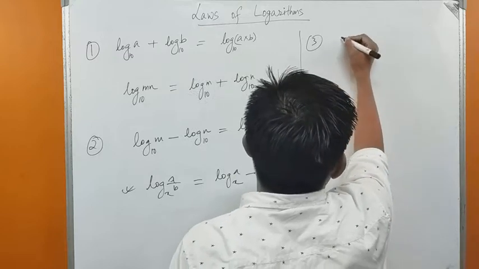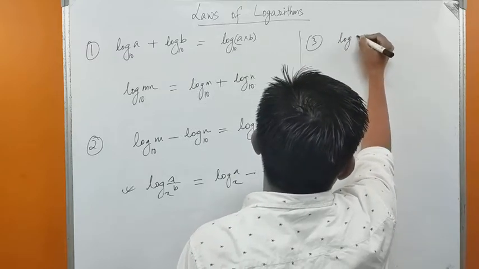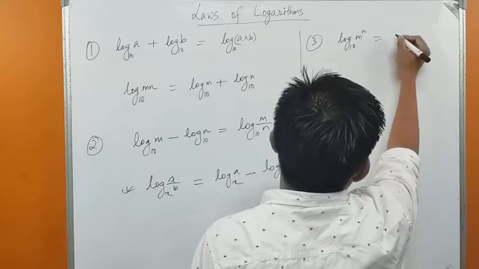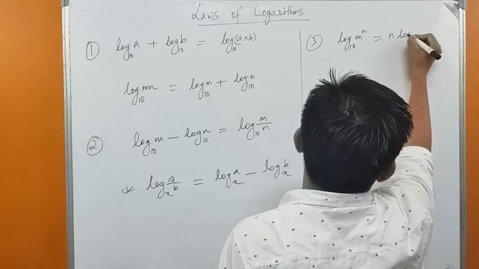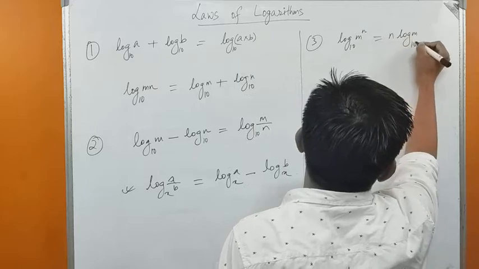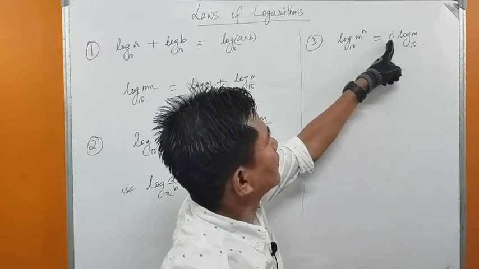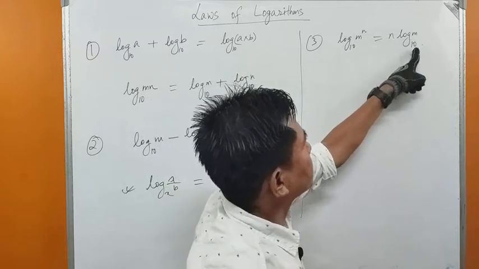If we have log m to the power n to the base 10, then we can write this as n log m to the base 10. M to the power n means this power n comes in the front: n log m to the base 10.